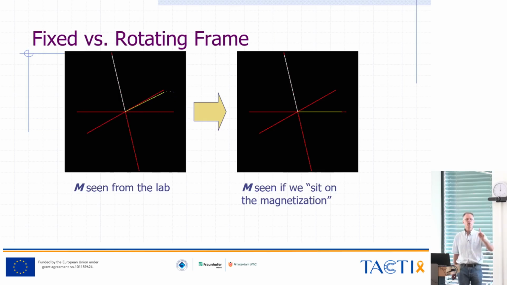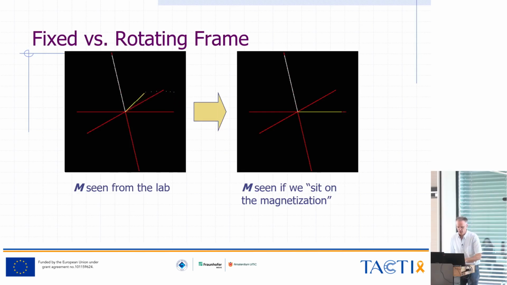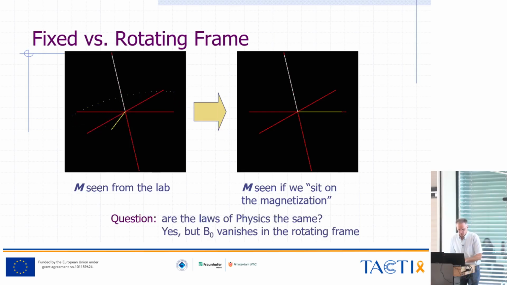Mathematically, before you had to describe something like this precession motion flipping down. So you had to describe this spiral or cone motion. Now it's just a flip. That's it. So mathematically, that's much easier. And that's why we are using this rotating frame coordinate system. So that's what it means. The laws of physics remain the same. Since our magnetization is not moving, the B0 field has to vanish.